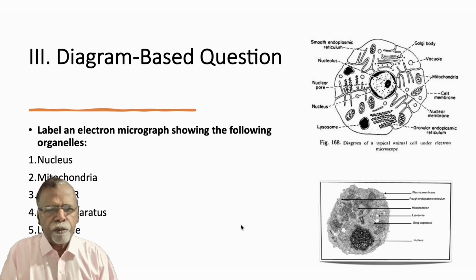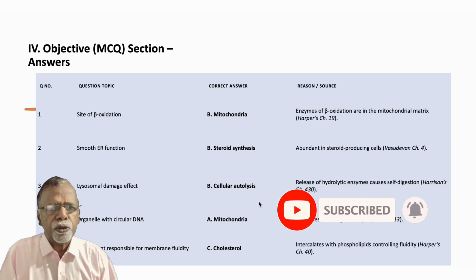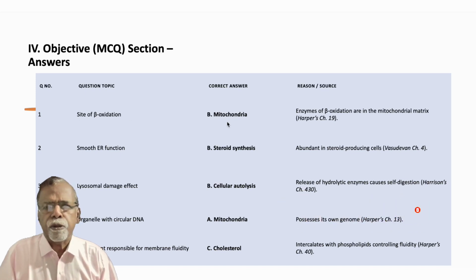So there can be some diagram based questions. You should be able to draw the electron micrographic picture. All of you stop the video and try to draw this picture and identify the structures. So this is the summary of the MCQ questions. So beta oxidation, it is mitochondria. Enzymes of beta oxidations are in the mitochondrial matrix. Smooth endoplasmic reticulum function, mainly the steroid synthesis, abundant in steroid producing cells. Lysosomal damage effect, cellular autolysis. Release of hydrolytic enzymes causes cell digestion, autophagy.